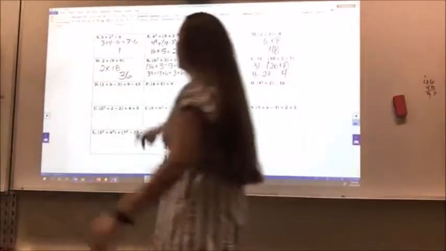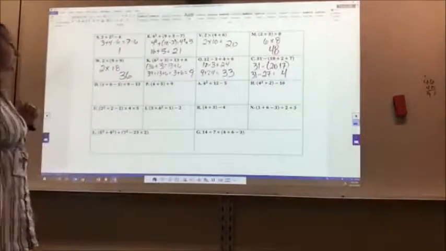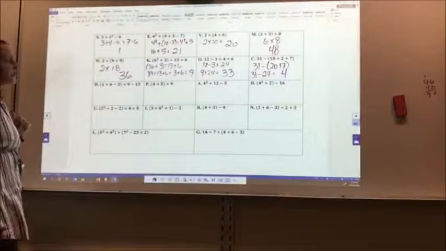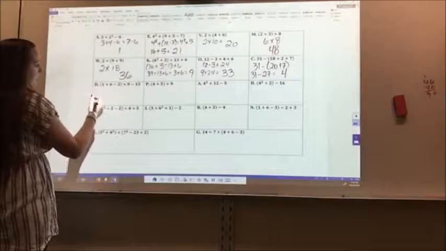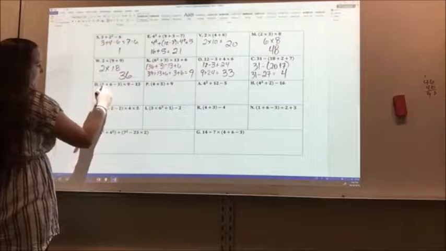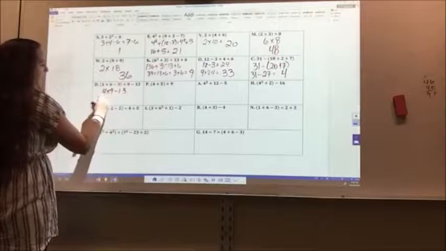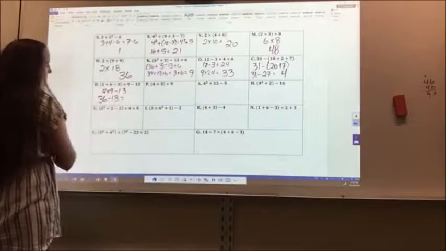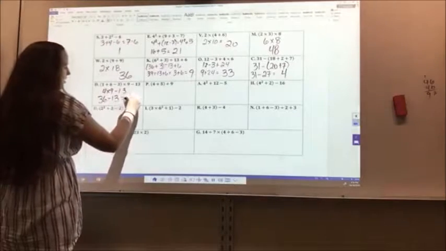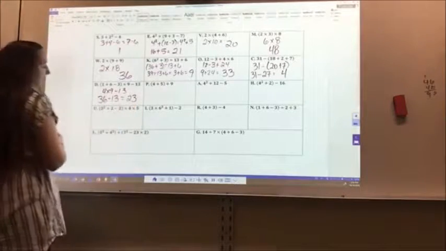Letter D, the quantity 1 plus 6 minus 3 times 9 minus 13. 1 plus 6 is 7, minus 3 is 4. So I have 4 times 9 minus 13, which is 36 minus 13, which is 23.